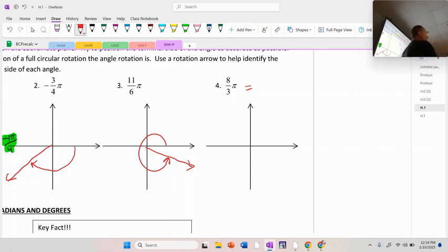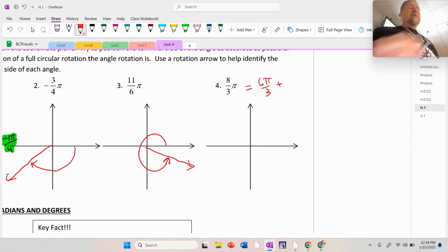8 pi over 3 is bigger than 1 rotation. Here's what you do with this. Okay, drink time's over. Put it away. What's 6 pi over 3? What does that equal to? 2 pi. What's left over? 2/3 pi. So new girl, where does 2 pi over 3 land? What quadrant? 3, 2, 1, go. Second.